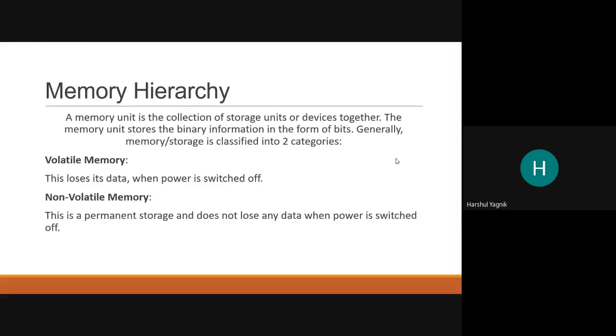So now you tell me, your pen drive, is it volatile or non-volatile? You are not using the pen drive, then also data is still there. So it is non-volatile. But what about RAM? RAM is volatile.